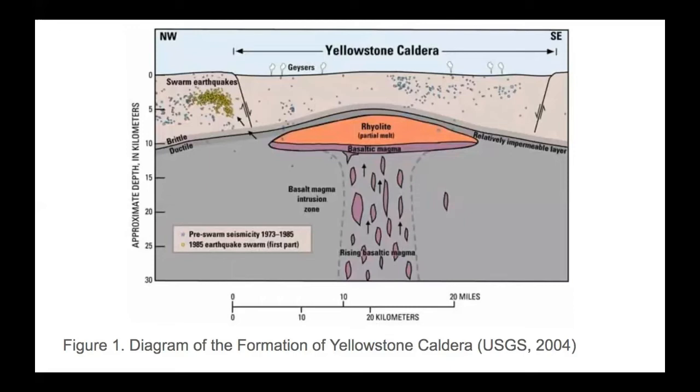After these eruptions, all the magma exiting the magma chamber then caused the bulge to collapse because it was empty and there was no longer any support. And then this formed what we know today as the Yellowstone caldera, which is a circular depression measuring 56 by 80 kilometers.